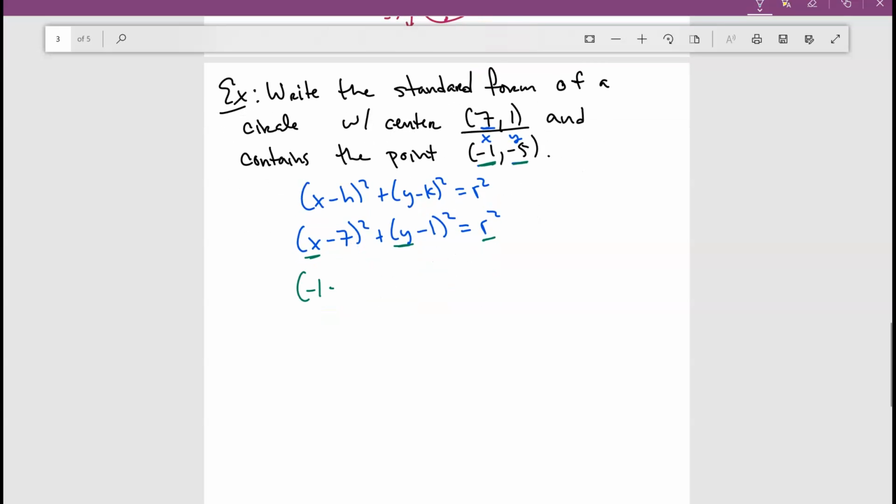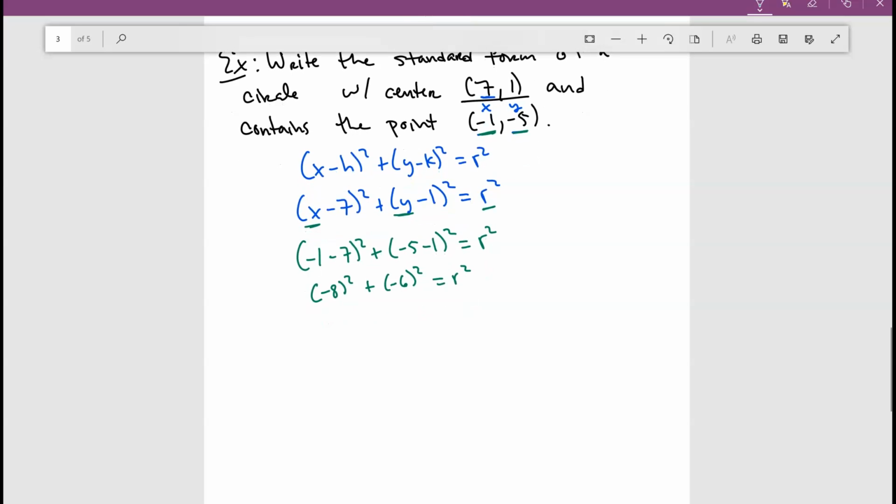So I'm going to have (-1 - 7)^2 + (-5 - 1)^2 = r^2. This is going to give me (-8)^2 + (-6)^2 = r^2. (-8)^2 is going to be 64, plus 36 equals r^2. And this is just going to give me 100 = r^2. Take the square root. We know that the radius can only be positive, so we don't add plus or minus. Radius is going to be 10.